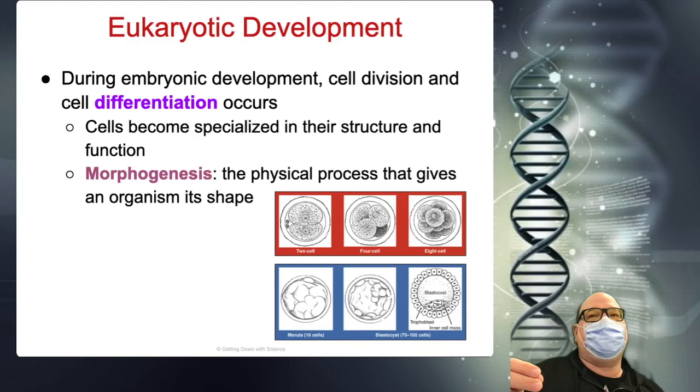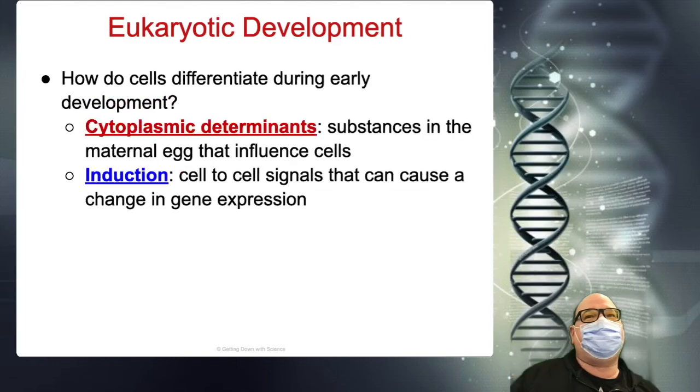Okay. So, how does this work? How do we differentiate between the different tissue types that a eukaryote's going to need? There are some things that are called cytoplasmic determinants, and these are substances in the egg cell that influence cells to differentiate into these different tissue types. There's another process known as induction, and that involves cell-to-cell signals that cause genes to change their expression.